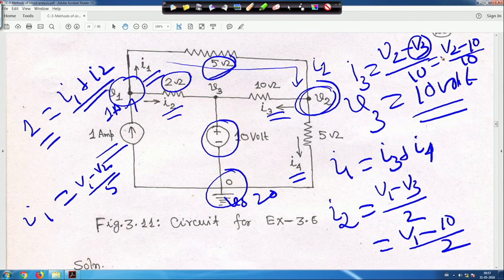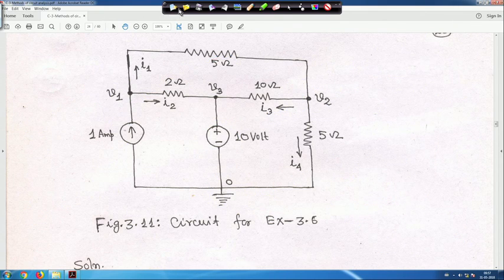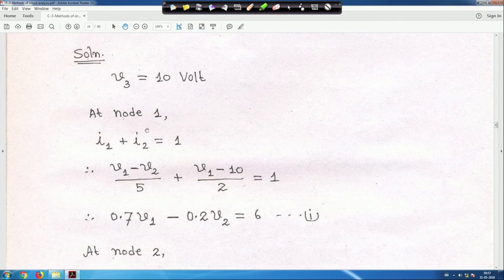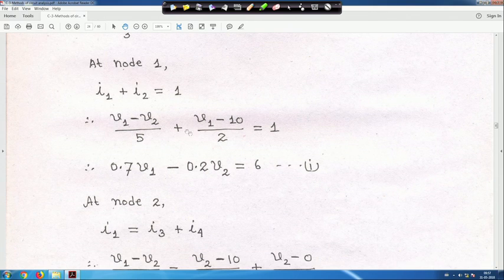These are all the equations. Now, go to the solution. All these things are explained. Whatever I said, now V3 is equal to 10 volt. At node 1, I1 plus I2 is equal to 1, I told you. Substitute I1 and I2, this I2 also is (V1 minus 10) by 2, I told you.